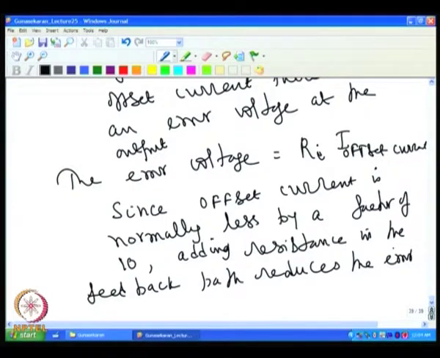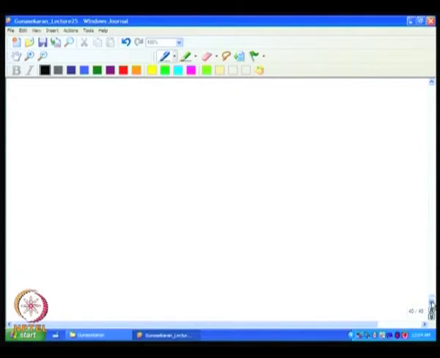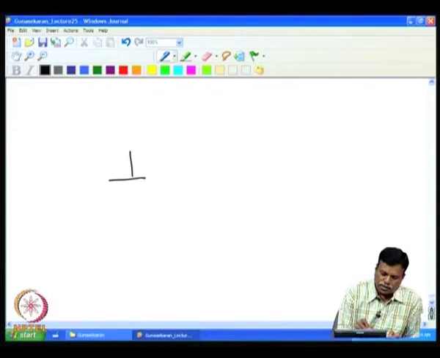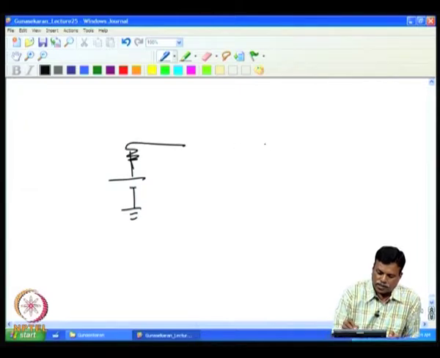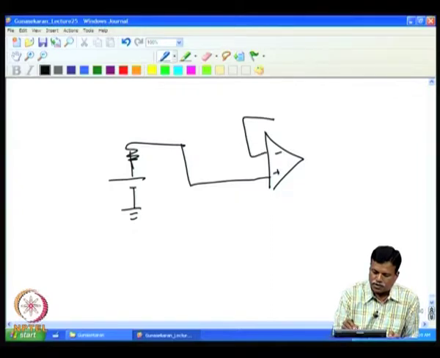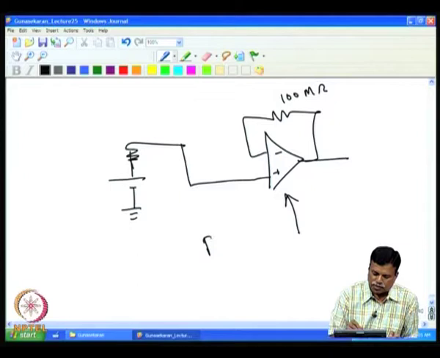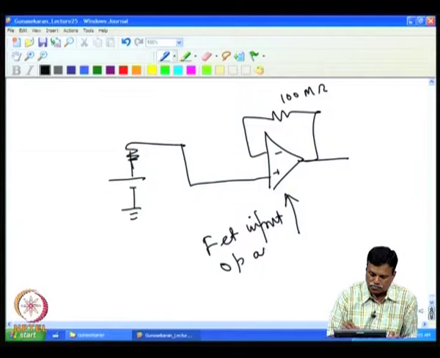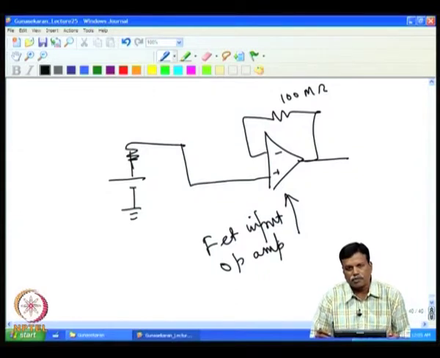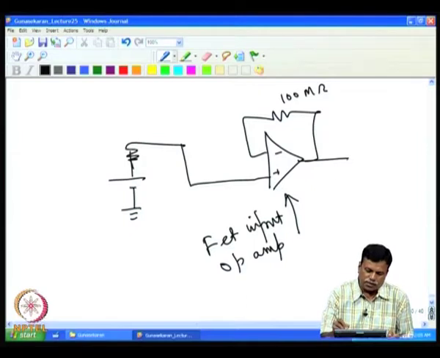So, this offset current is a serious issue when the internal impedance at the input is very large. For example, for the pH probe amplifier to work properly, the R_pH will be about 100 megohm connected here, and then select a FET input op amp. That makes the output error very small.